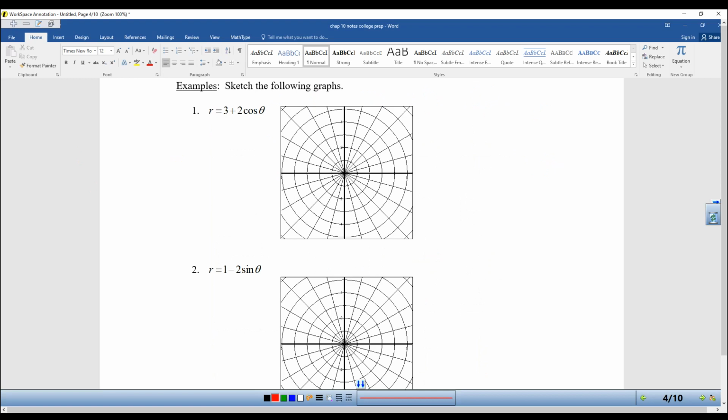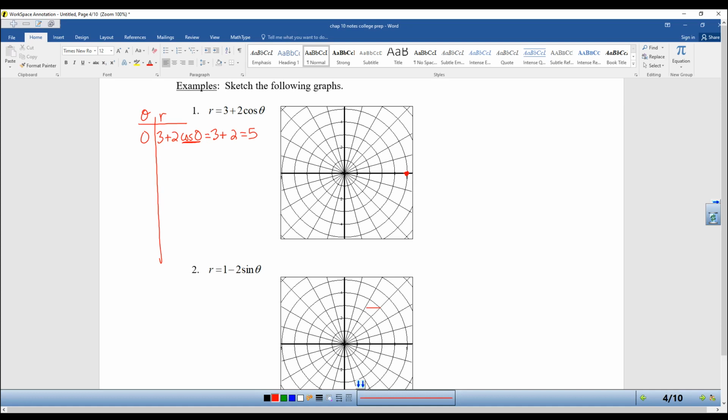You're going to have to plot points. So you can go in order like last time, and I'm going to start at theta and r. So when theta is 0, 3 plus 2 cosine of 0 is 3 plus 2, because cosine of 0 is 1, and that gives me 5. So I'm going to go all the way out to 5.